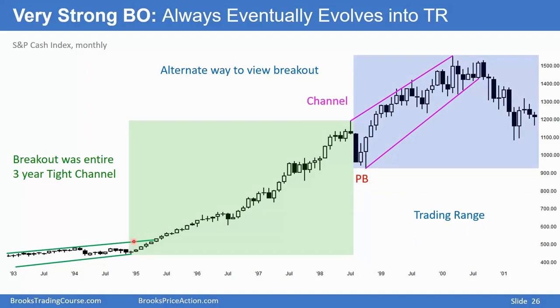And market cycle, breakout, pullback, and then a channel, and then the channel gets a bear breakout, and then the market evolves into a trading range.